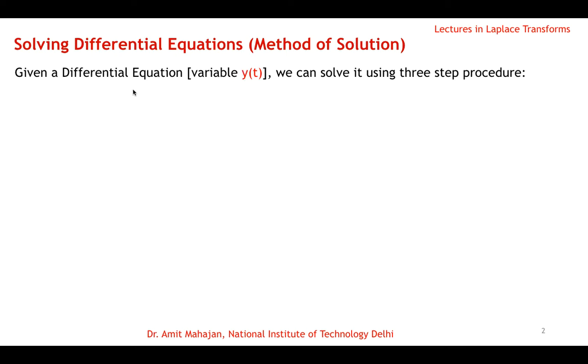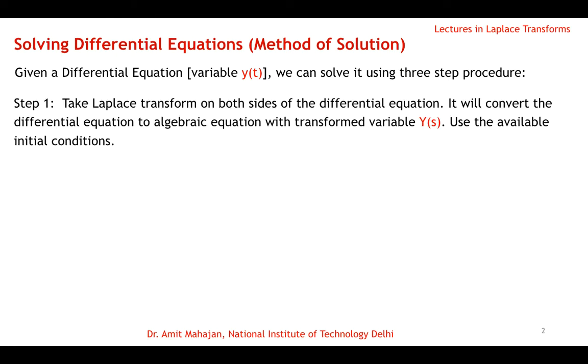So if you are given a differential equation with initial conditions or boundary conditions, then we can solve the differential equation using these simple three steps. The first step is that you take the Laplace transformation on both sides of the differential equation. So whatever differential equation is there, you take the Laplace transform on both sides of that equation. What does the Laplace transform do? It converts the differential equation into an algebraic equation, and the variable y(t) is transformed into a variable Y(s).